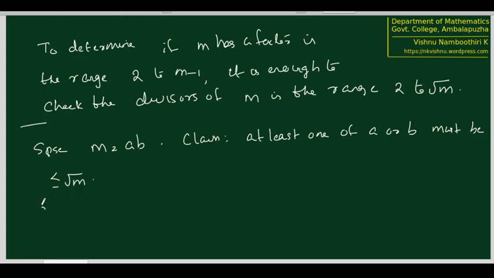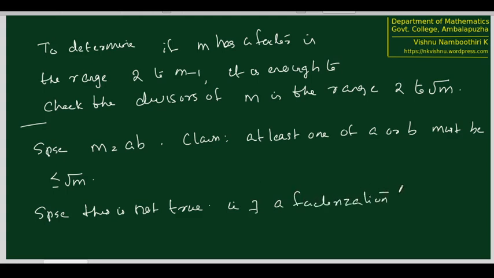On the other hand, suppose this is not true. So what is the meaning of that? That is, there exists a factorization of m equal to ab with both a and b greater than root m. a, b both greater than root m.